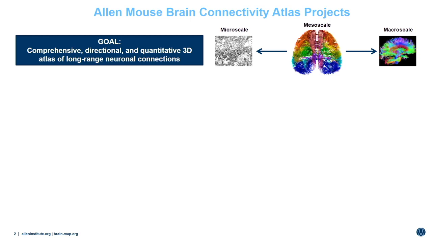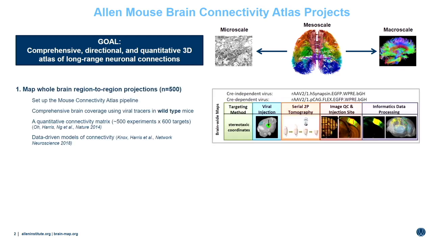Our Allen Mouse Connectivity Atlas is really a mesoscale connectome, so this sits right in the middle here. What characterizes the mesoscale connectome is that we're mapping connections between distributed brain areas, but from genetically identified cell populations within those areas. And so this is really the place at which we're generating data for the projects we're going to tell you about today.